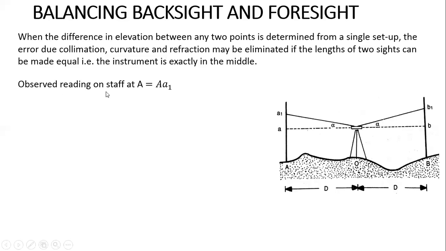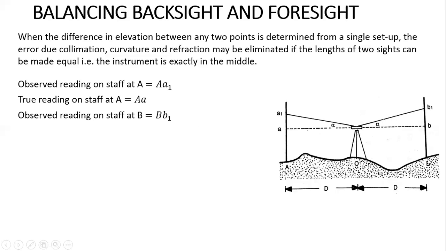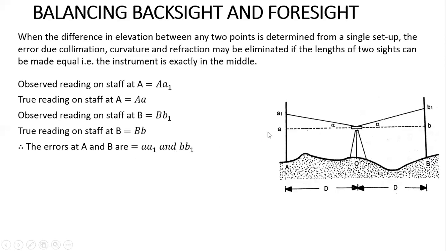Suppose that the observed staff reading on A is capital A1. That is the observed staff reading. And the true staff reading is small a. True staff reading means from here to here, with the line of sight exactly horizontal. Similarly, the observed staff reading on B is B1, and the true staff reading at B is small b. So this means that the errors are AA1 and BB1.